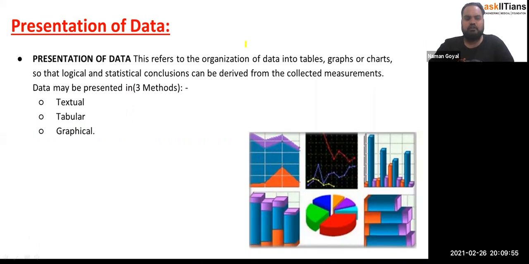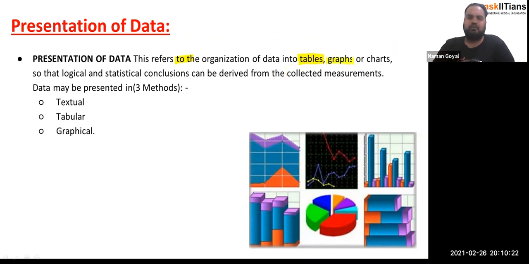Presentation of data refers to the organization of data into tables. As I told you, we present data in so many forms. The first form is tables. We present data in table form, tabular form. The data shown for a player, how many runs he scored, that form is known as tables, or tabular form, right?